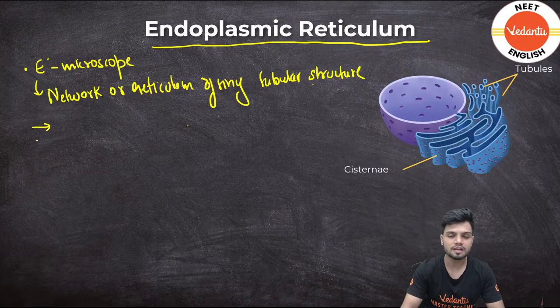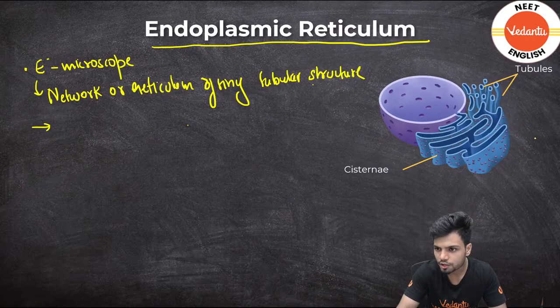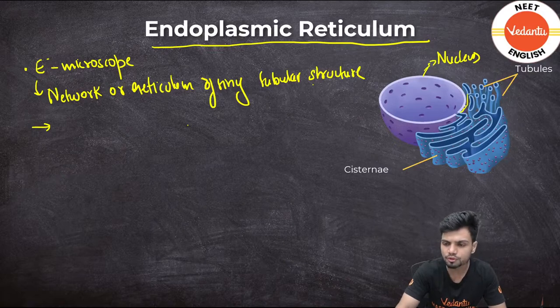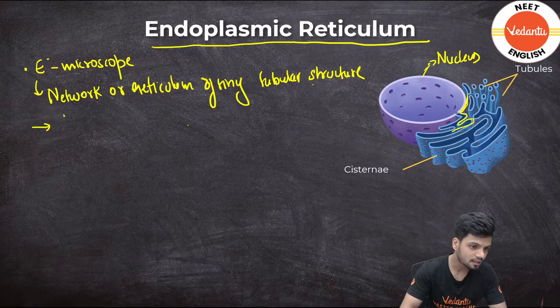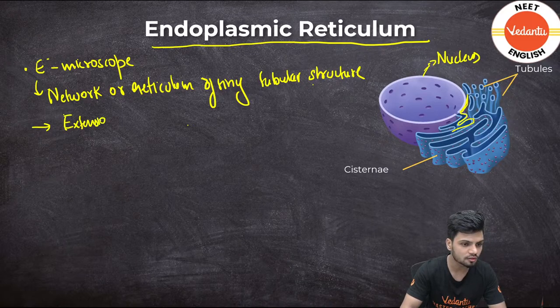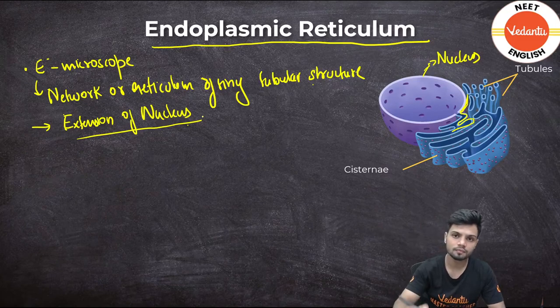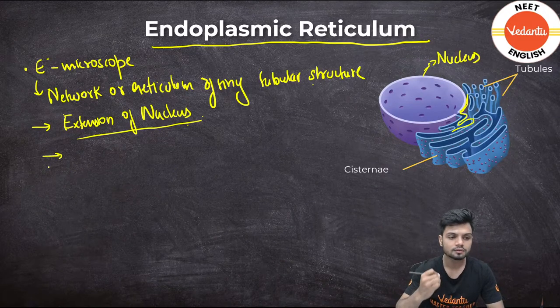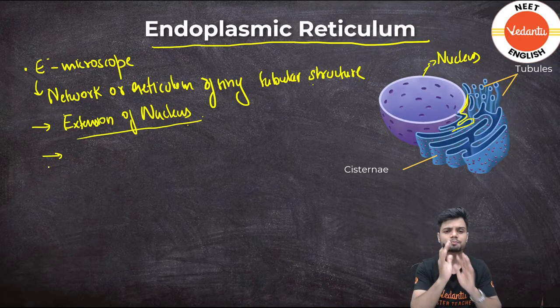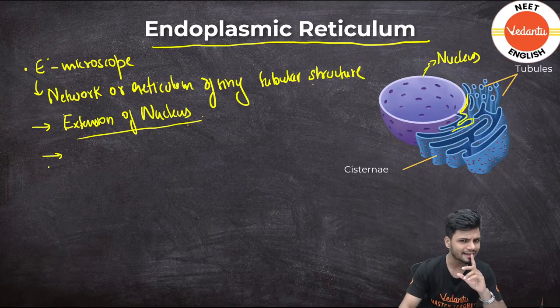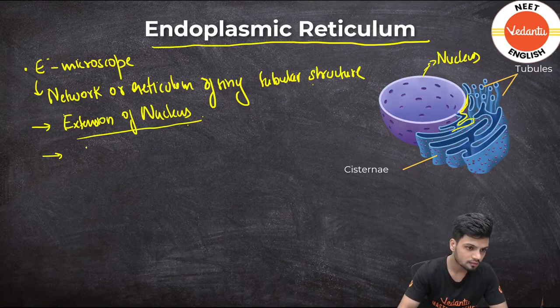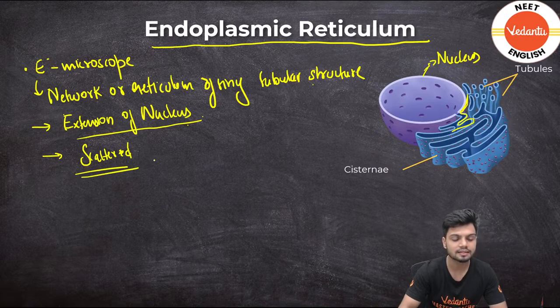Now one extra point which I have to teach you is from the diagram. This is the endoplasmic reticulum, and this is the nucleus. Can you see that from the outer layer of the nucleus, the endoplasmic reticulum is forming? So I can write a point: it is an extension of the nucleus. The endoplasmic reticulum is a complete extension of the outer layer of the nucleus. Is it completely scattered or does it have a particular shape? It is completely scattered. Clear?